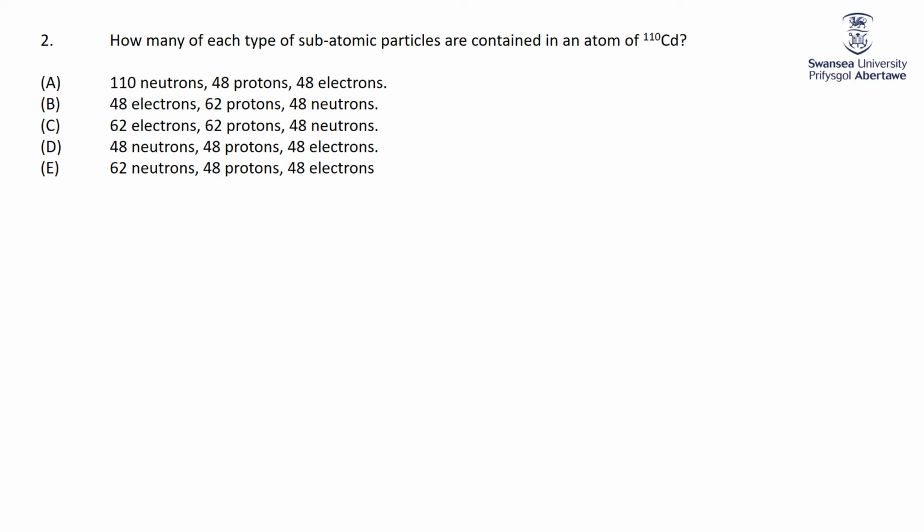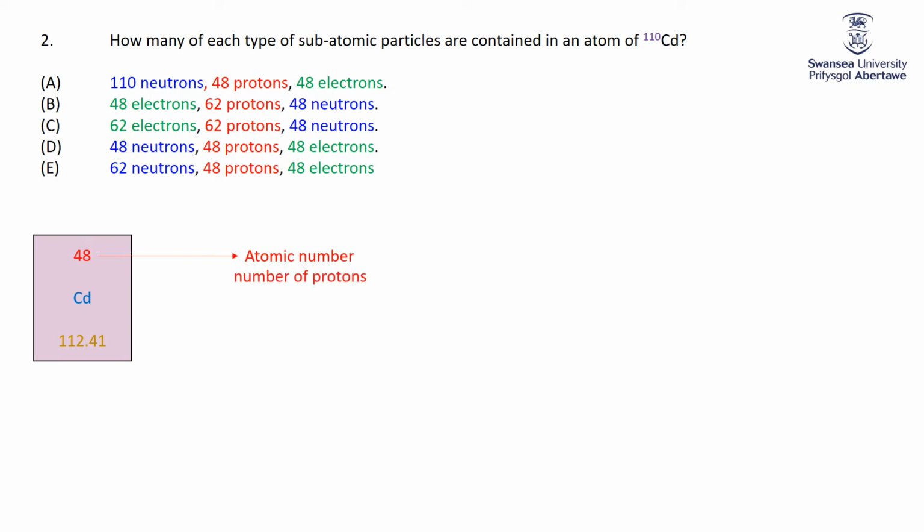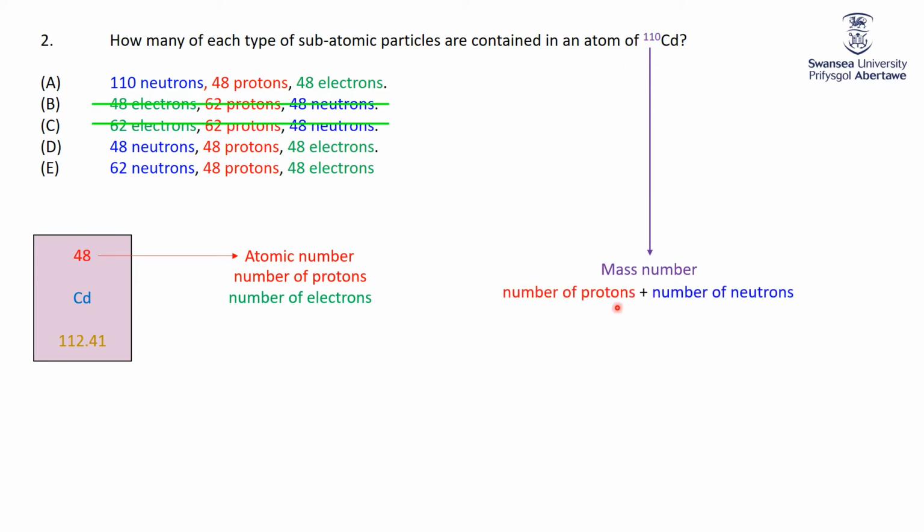How many of each of the subatomic particles are contained in an atom of 110 Cd? Well, we look on the periodic table, we find cadmium at element number 48. Now, the fact that it's at 48 immediately tells us the atomic number, which of course is the number of protons. So without further ado, we can eliminate answers B and C. Then we look at the mass number, this 110 up there. That's the number of protons plus the number of neutrons. We already know the number of protons is 48, so therefore the number of neutrons is 110 minus 48, which is 62. So we're looking for something that has 48 protons, 48 electrons, and 62 neutrons. And of course, it's answer E.